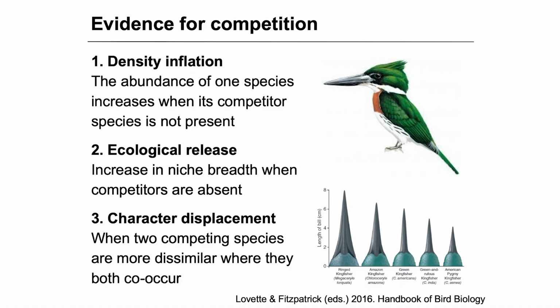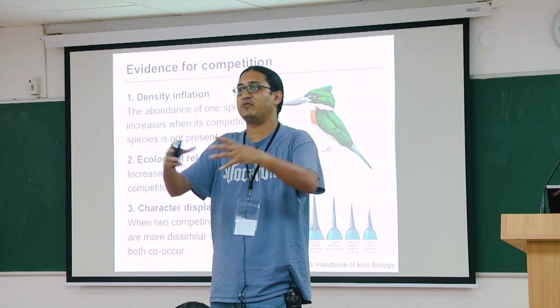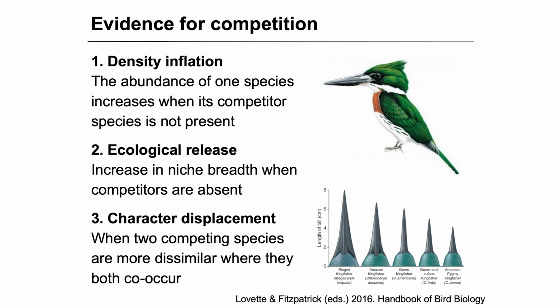There's also something called ecological release. You remember we were talking about fundamental and realized niches. Competition causes the realized niche to become much smaller than the fundamental niche. And in the absence of competition, you can expand your niche. You can eat more things, you can live in different habitats, and that is because the competitor that was limiting you to a particular habitat, limiting you to particular foods, is now no longer present, and therefore you expand your niche. The third thing is something called character displacement.